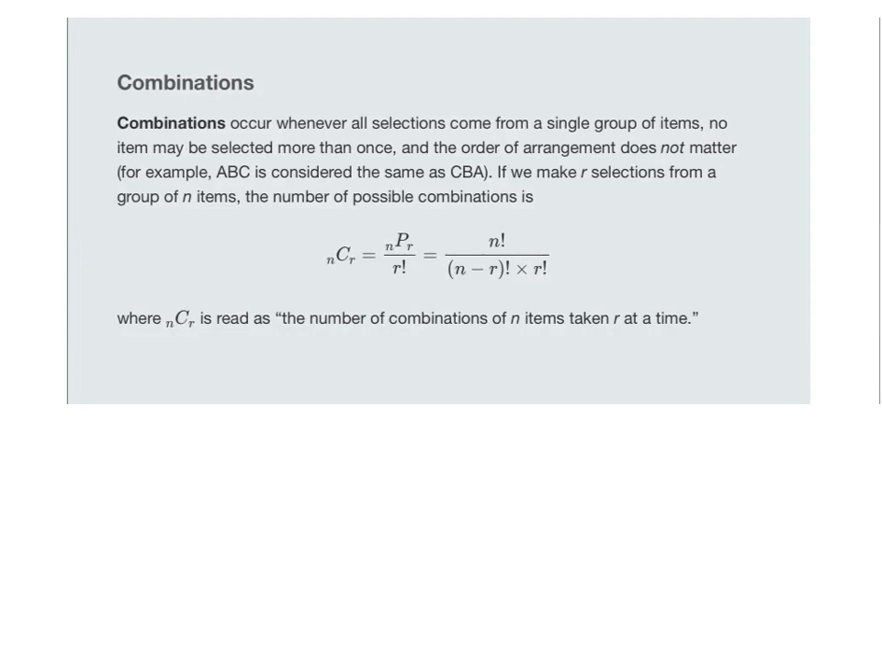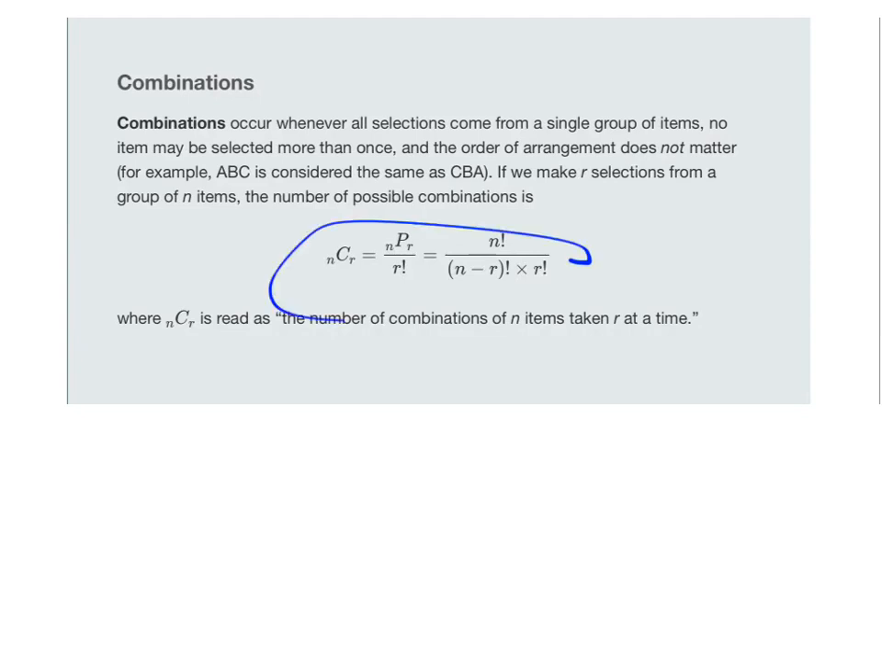So the only difference between combinations and permutations is that the order of the arrangement no longer matters to us. We're selecting groups of things, perhaps committees, or just three numbers, or a group of three people, but we don't care what order those things are in.